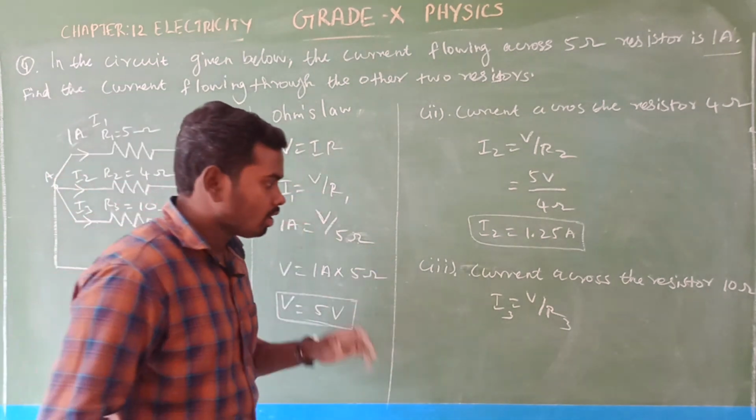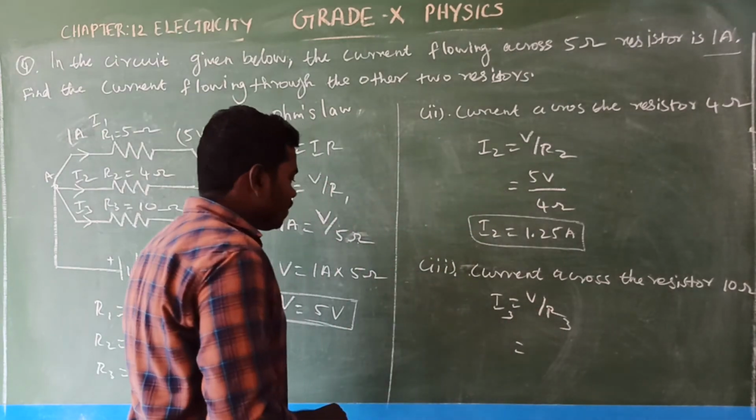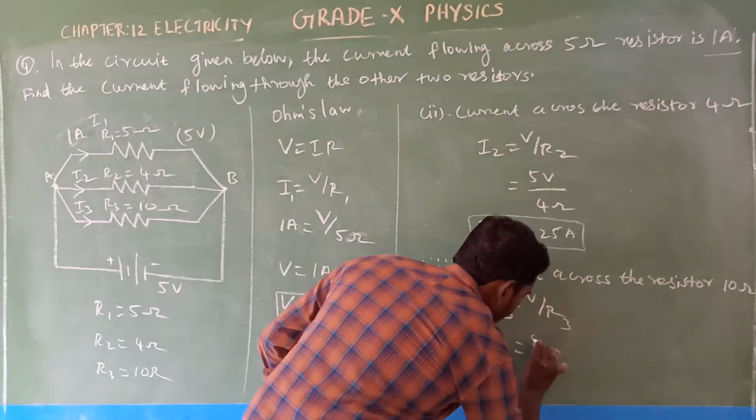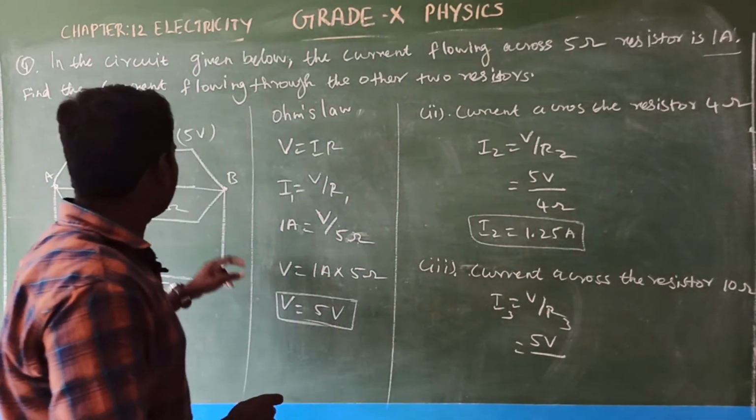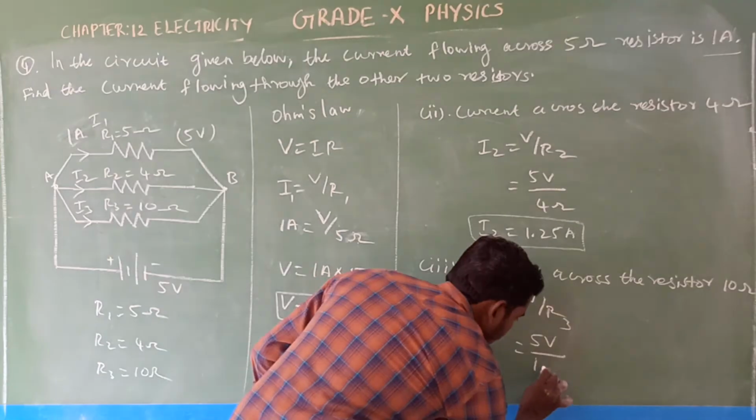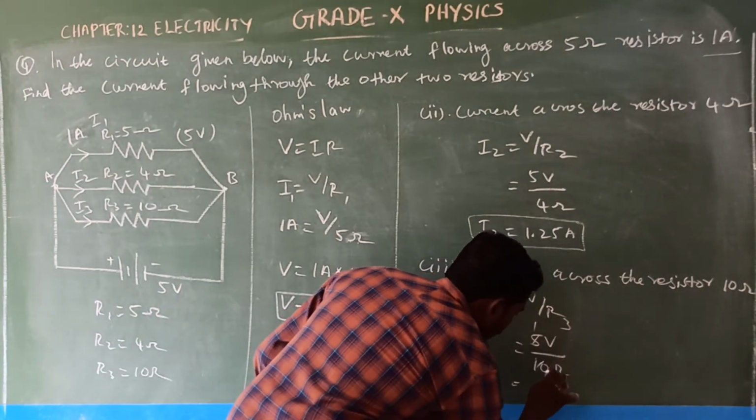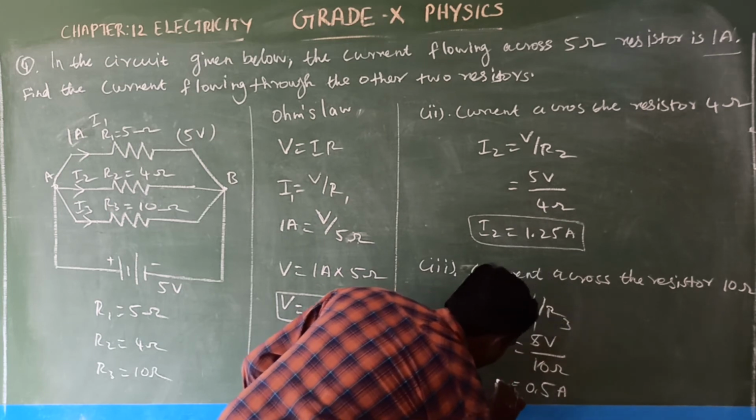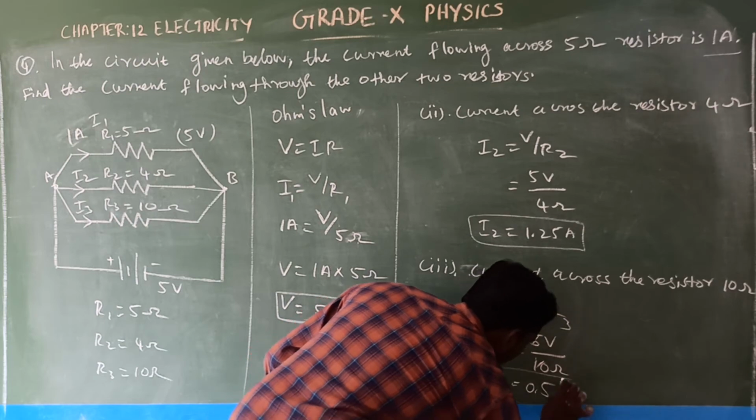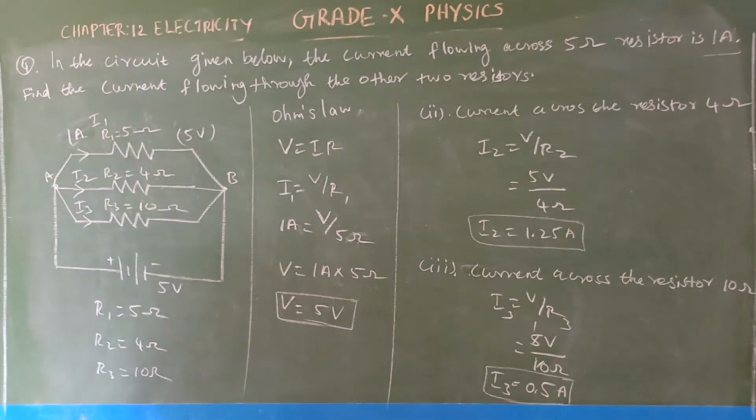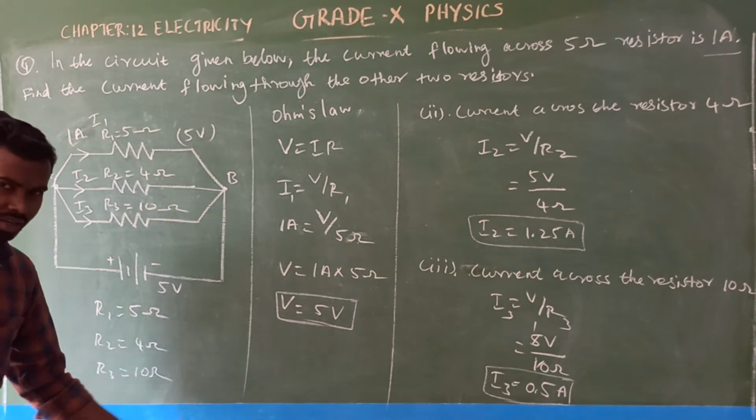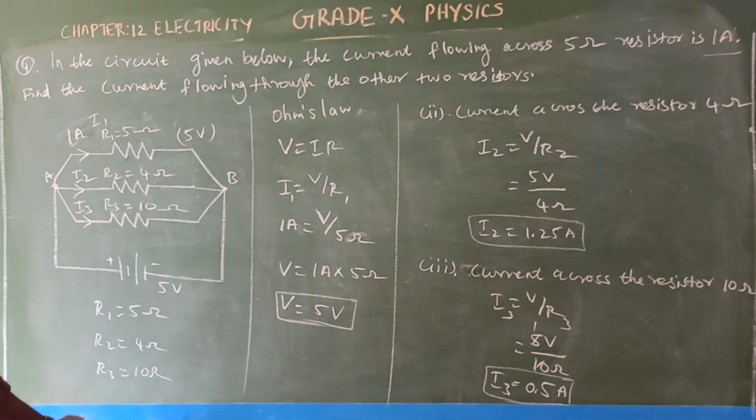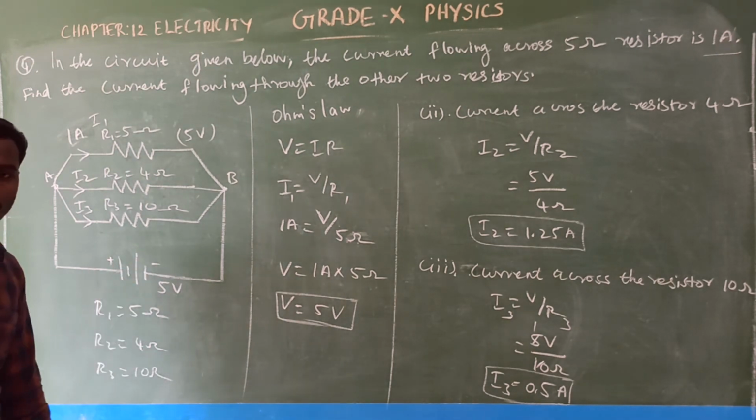So let it be V. Now find out the V value. V is 5 volt divided by the R3 value, that is 10 ohm. Then 1 by 2, which is equal to 0.5 ampere. So I3 value is 0.5 ampere. That's all, students. Very, very easy one. Is there any problem, difficulty? No? So this is how you need to make numericals.